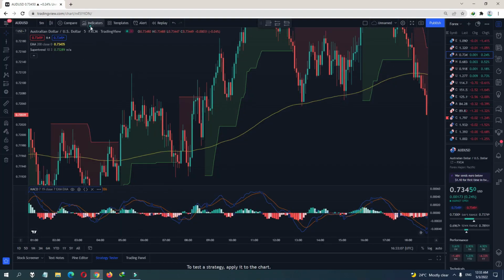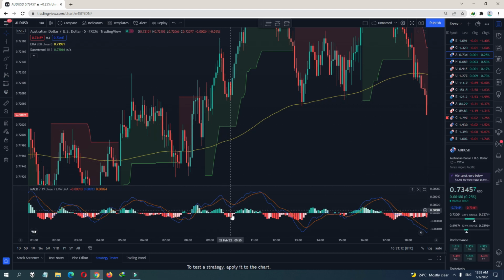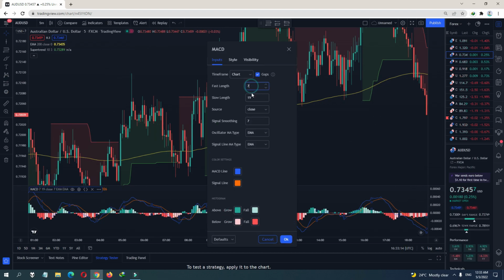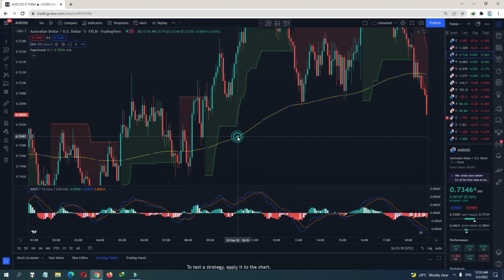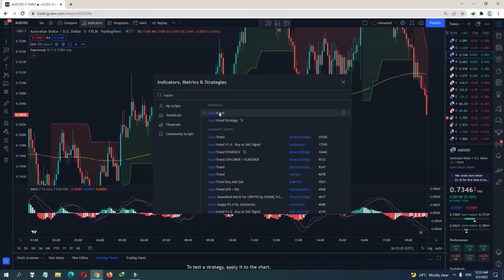So for this strategy, you need a MACD indicator. So it's this one. And the setting is 7, 19, and 7. And then you need 200 EMA. And then you need a Supertrend indicator. So it's this one. So I use default setting.